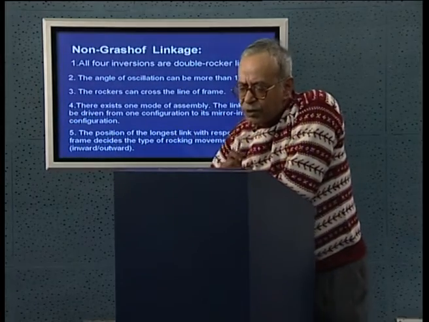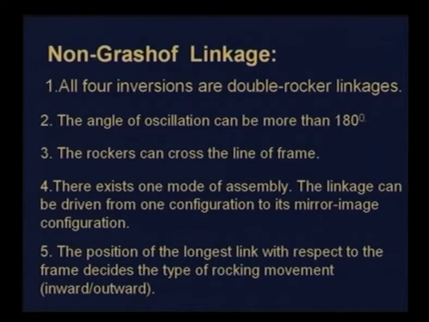Let me now summarize what we have seen so far. In a non-Grashof linkage, we have seen all four inversions are double rocker linkages. The angle of oscillation in a non-Grashof linkage can be more than 180 degrees. The rockers can cross the line of frame. There exists only one mode of assembly. The linkage can be driven from one configuration to its mirror image configuration. And lastly, the position of the longest link with respect to the frame decides the type of rocking movement, that is, whether inward outward, both outward, or both inward.